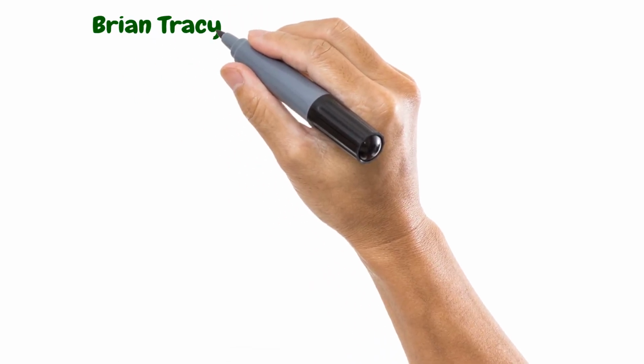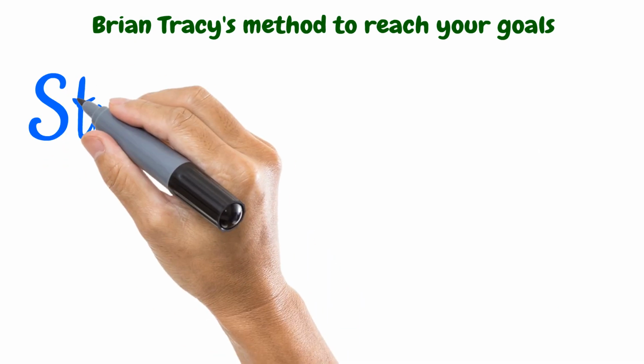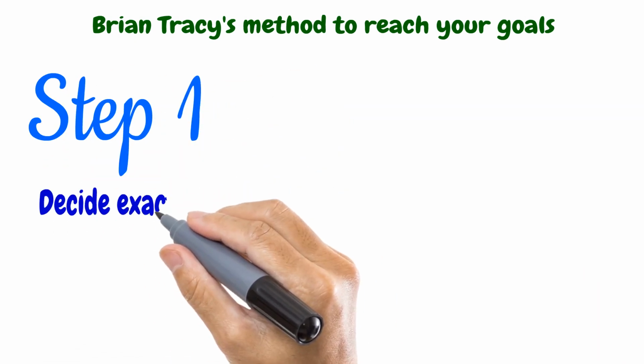Now you are going to learn an action plan to reach a goal that I learned from Brian Tracy, which is summarized in 5 steps. Step number 1. Decide exactly what you want.